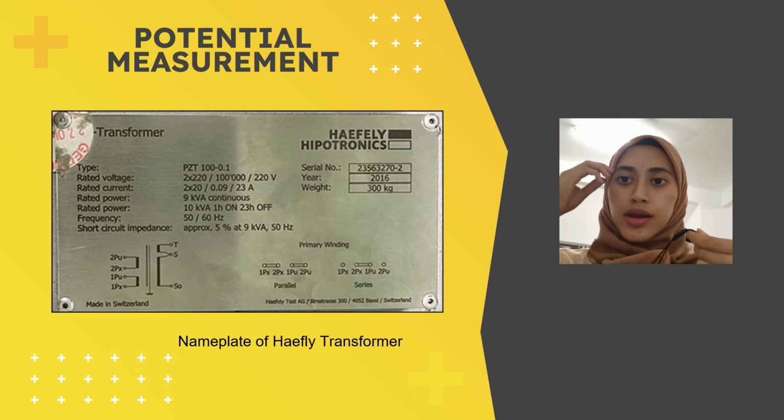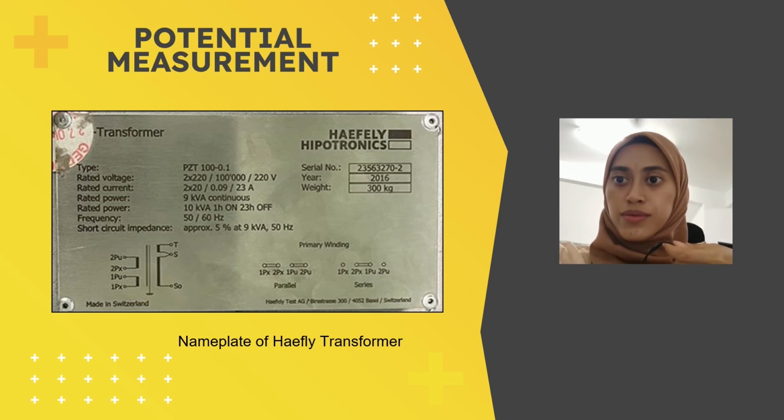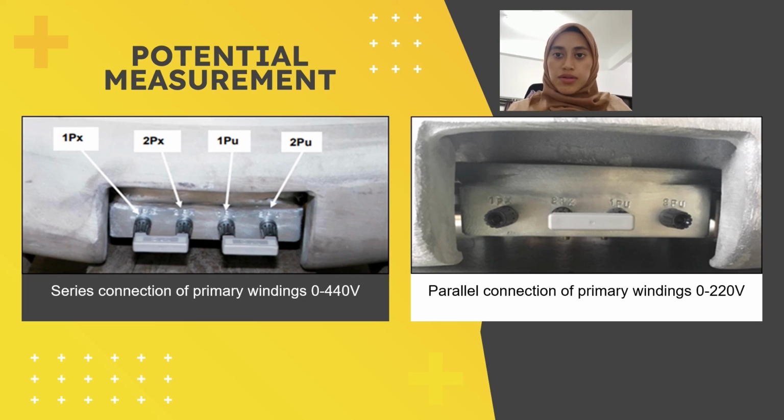Thank you. Now I'm going to continue on the potential measurement, of how we measure potential in this kind of transformer. At the bottom of the transformer, we can find these pins of 1px, 2px, 1pu, and 2pu. These are the series connections of primary windings from 0 up until 440 volts. And if you take a tap in between 2px and 1pu, you can get a parallel connection of the primary winding, and this will tap into 0 to 220 volts.